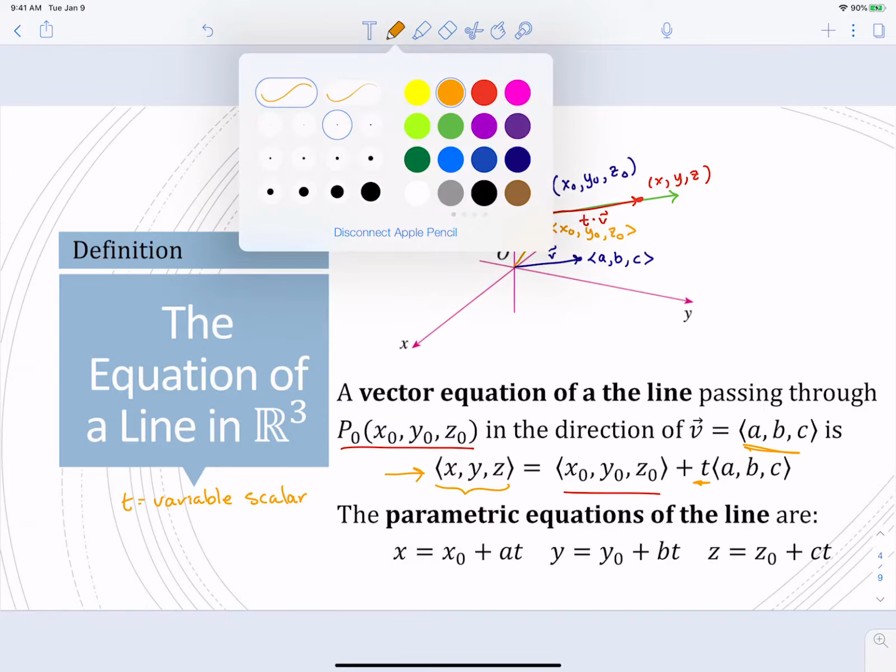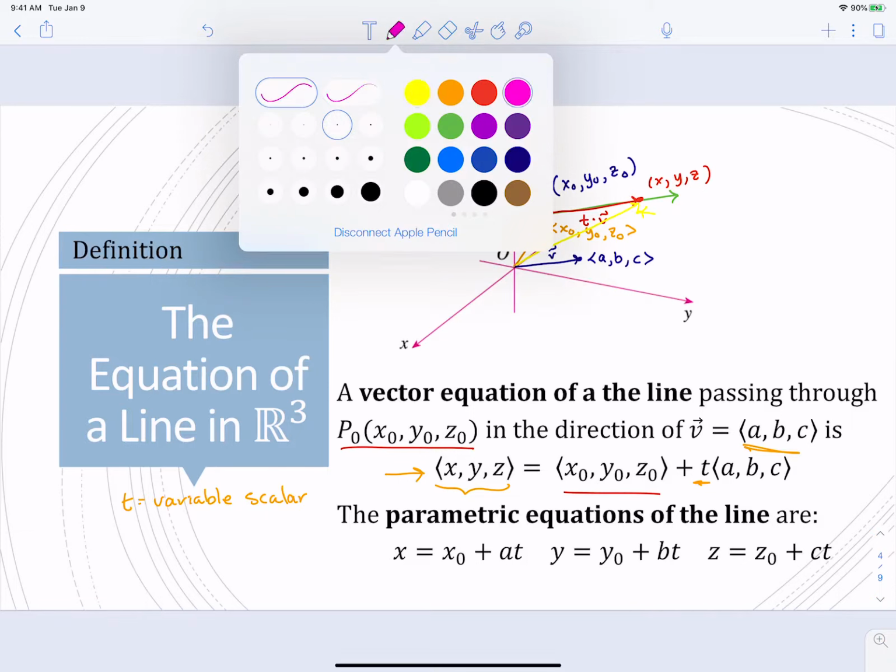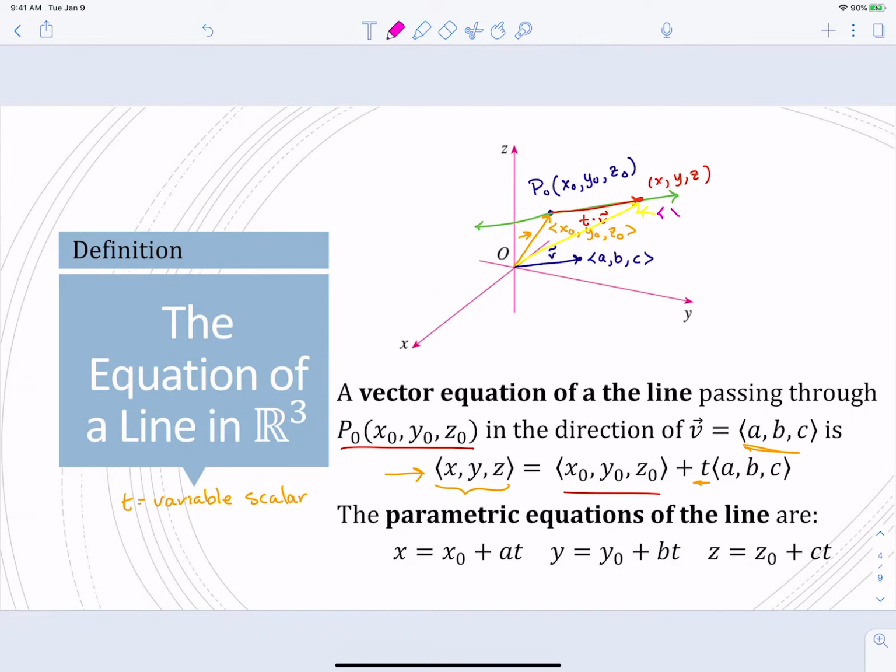Again, I'll write this in a color that's not super obnoxious. This is our vector x. Ooh, that is super obnoxious. It's hard to read that. Let me change it to a color we can actually read here. That yellow vector ends up at x, y, z at some other point on our line. So we can get to it by adding that initial point vector plus our scalar times our direction.